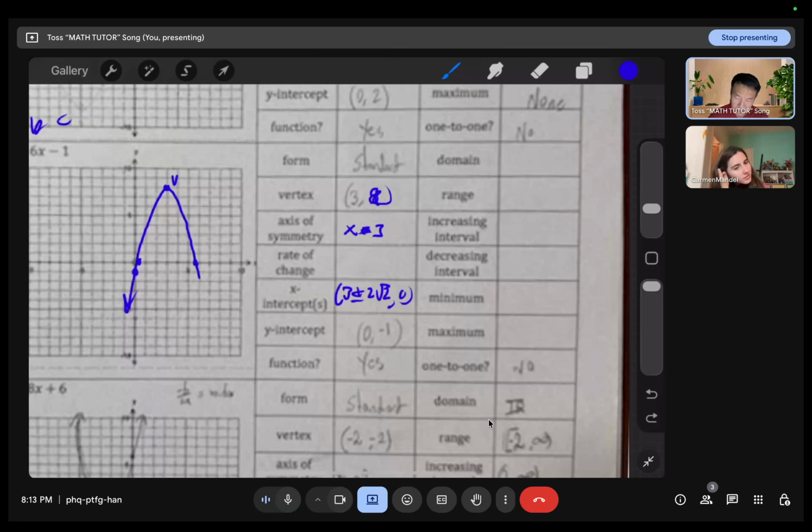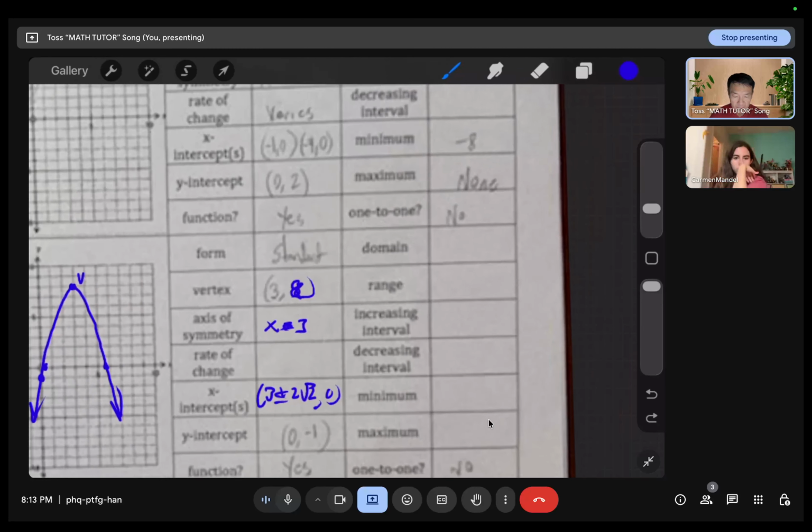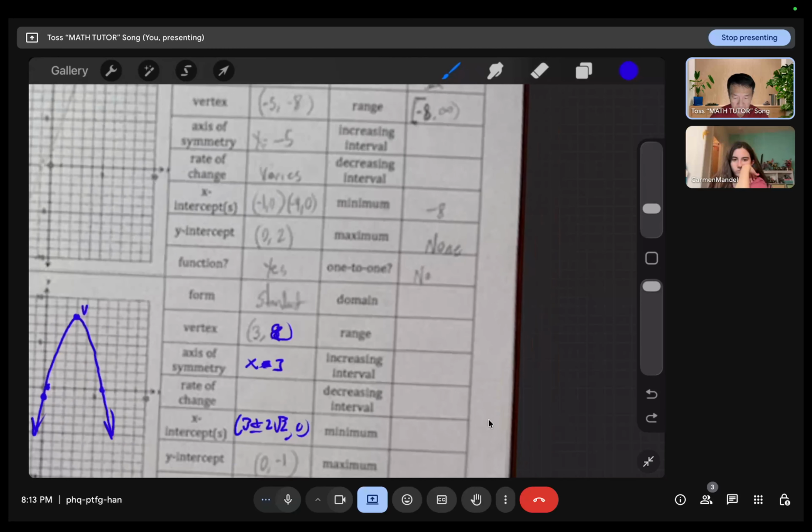It's supposed to be a little bit more bowl-shaped right here. But that's it. And then now you can start answering all these characteristics right here.